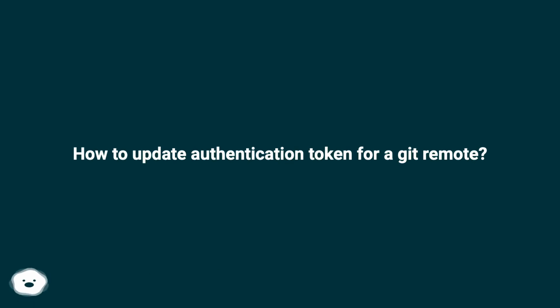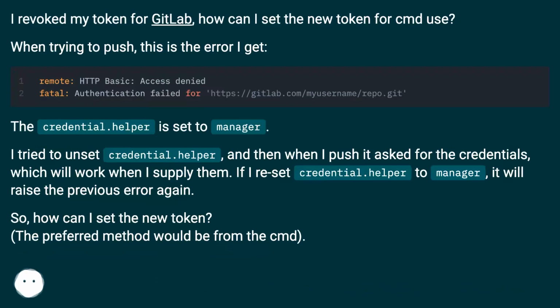How to update authentication token for a Git remote? I revoked my token for GitLab. How can I set the new token for CMD use? When trying to push, this is the error I get.